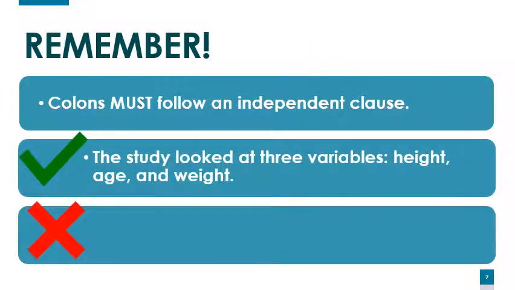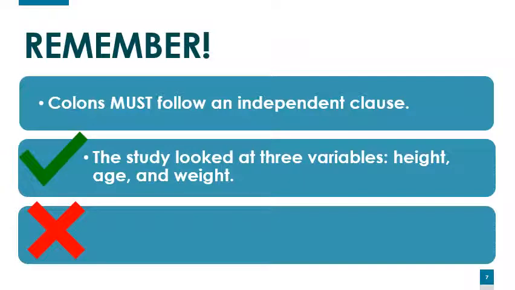For example, here's a correct use of a colon. The study looked at 3 variables: height, age, and weight. We could, grammatically correctly, end our sentence after the word variables. The study looked at 3 variables. It has a subject, the study. It has a predicate, looked at 3 variables. There's a verb there. That way, we know that this is an independent clause, and we can effectively use a colon.